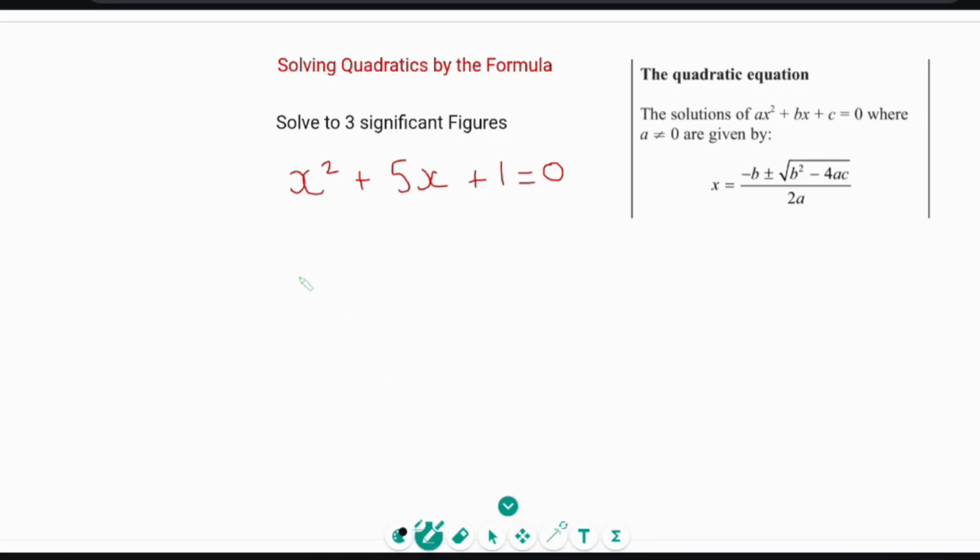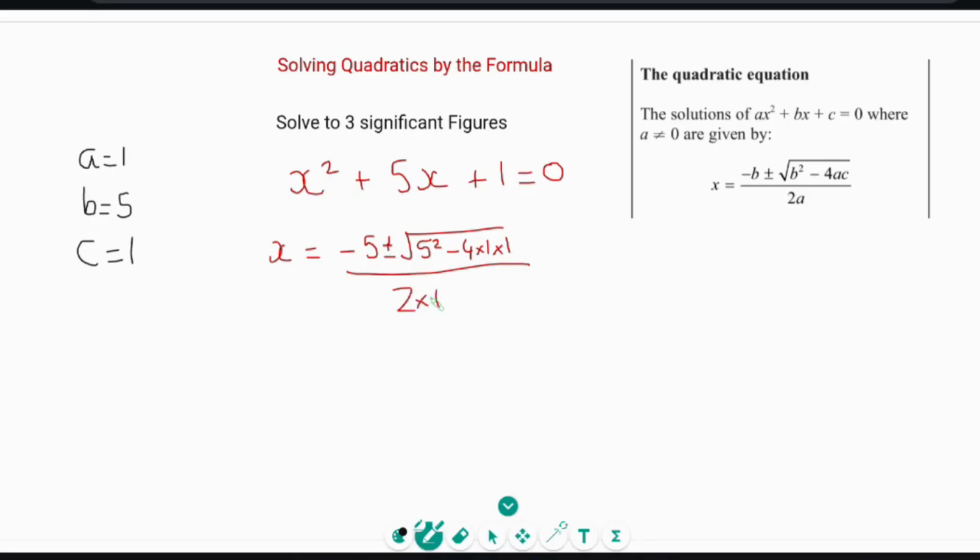Okay, so first of all, we're going to label a, b and c. A is the coefficient of x squared, we've got 1x squared, so a is 1. B is the coefficient of x, which is 5, and c is the constant term, which is 1. Okay, next we're just going to simply substitute into this formula. Minus b, minus 5, plus or minus the square root of b squared minus 4 times a times c, all over 2a, 2 times 1.